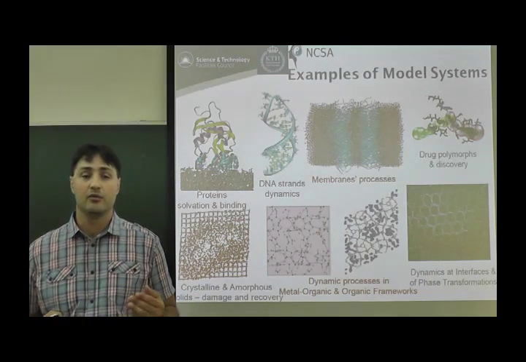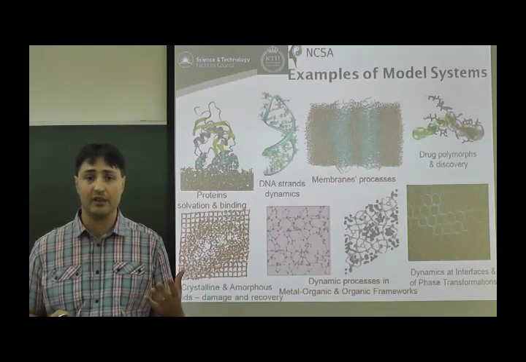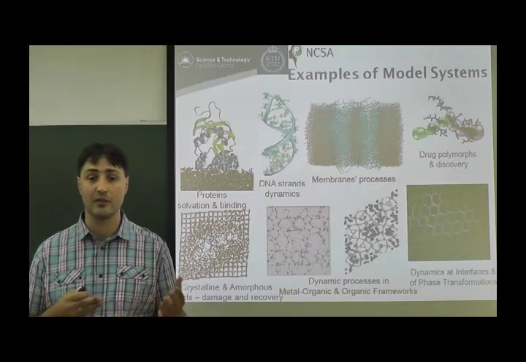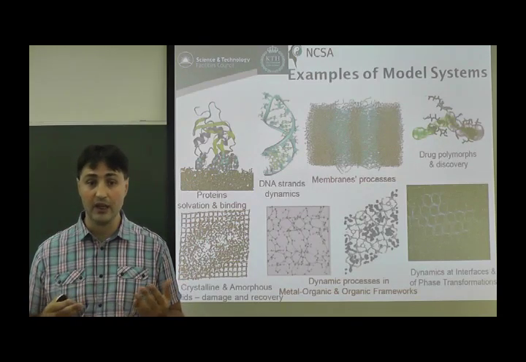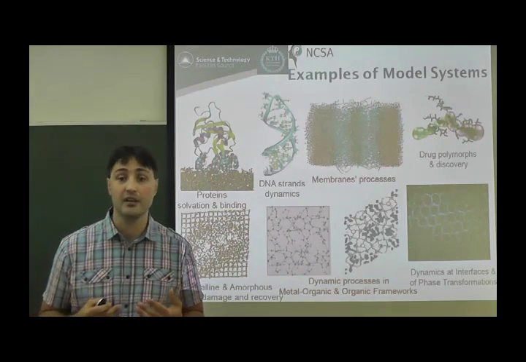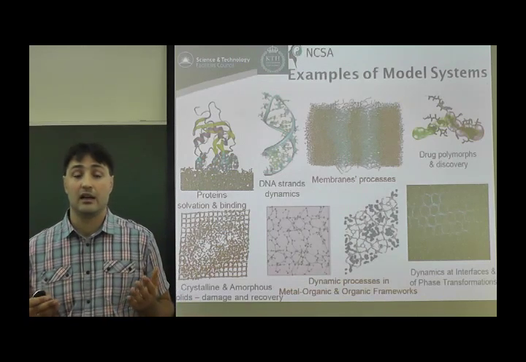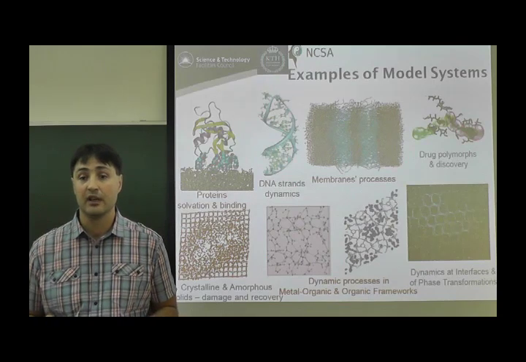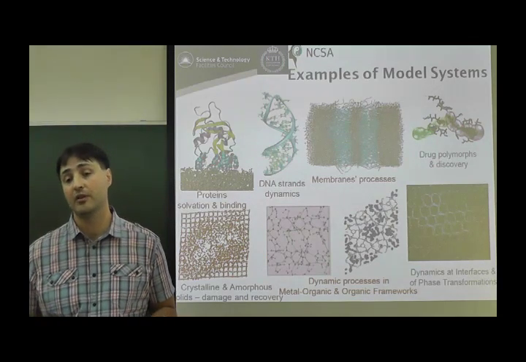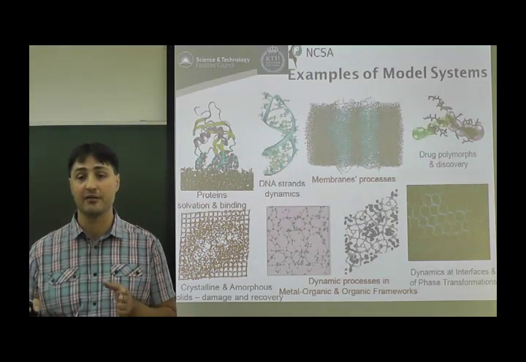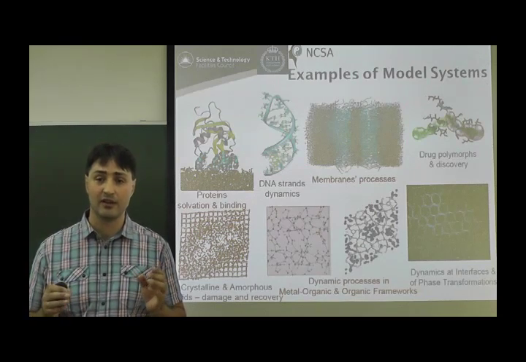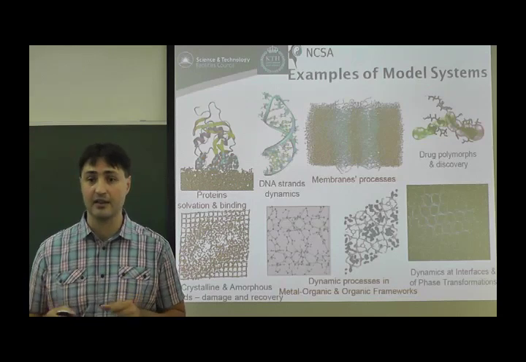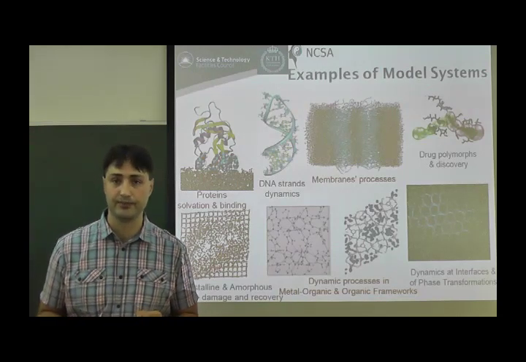At the bottom row, to the left, you can see a picture of radiation damage, which is quite important. We can look at crystalline and amorphous solids and test for damage and recovery when we irradiate those. We can see dynamic processes in metallo-organic and organic frameworks. And bottom right, there is dynamics at interfaces, where we're looking at the formation of grains of ice, where we're looking for phase transformations.